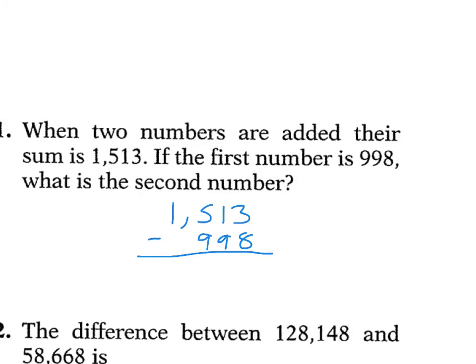Since 3 is smaller than 8, we need to make a 13. That would make this one a 0. We need to borrow again from 5, which would make this a 4. This one becomes a 10. And then we would need to borrow from this one to make this a 14. So we have 13 minus 8, which is 5. Next, we have 10 minus 9, which is 1. 14 minus 9, which is 5. So our answer is 515.